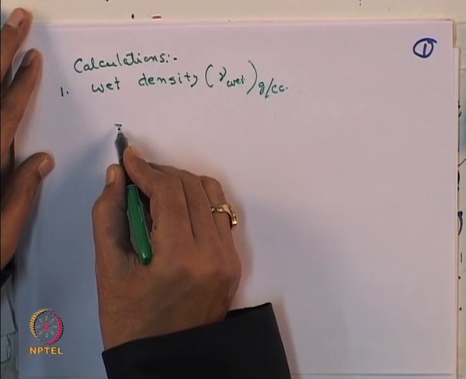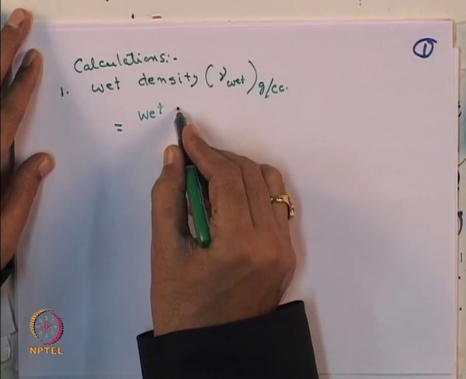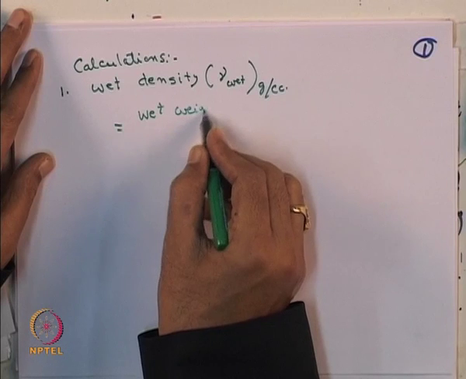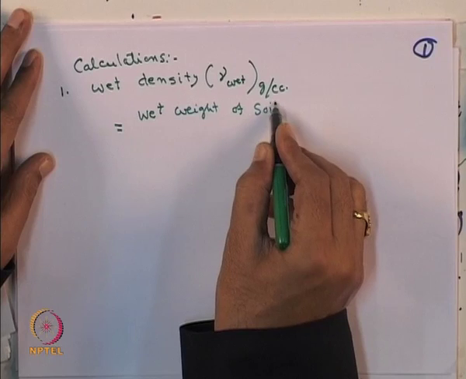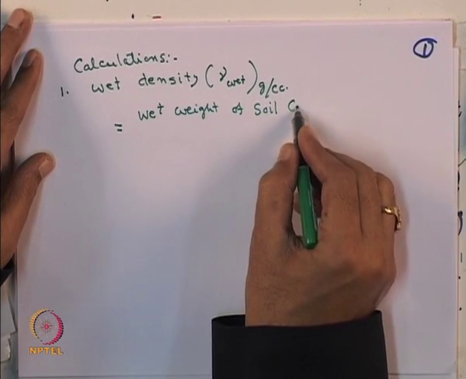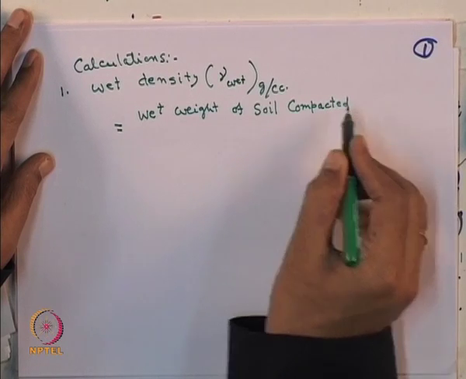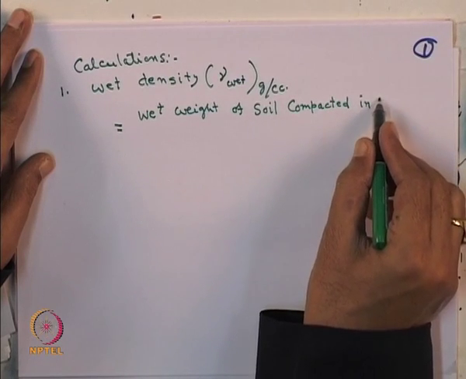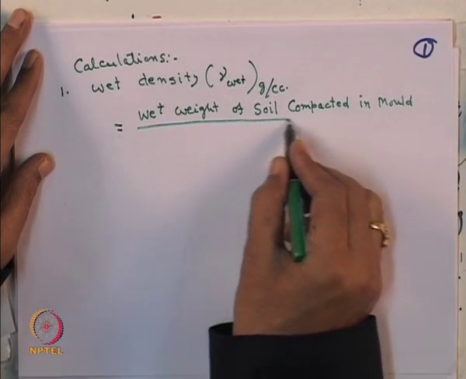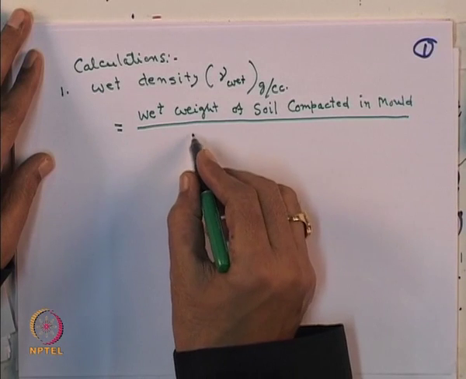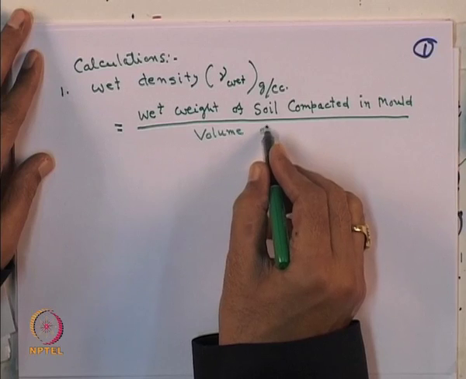This will be defined as weight of soil compacted in mold, divided by volume of mold.